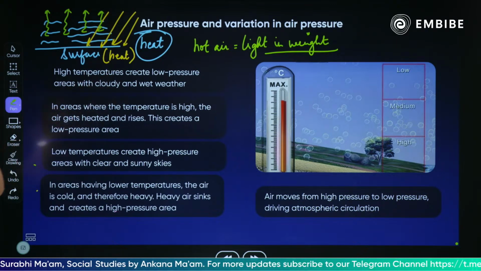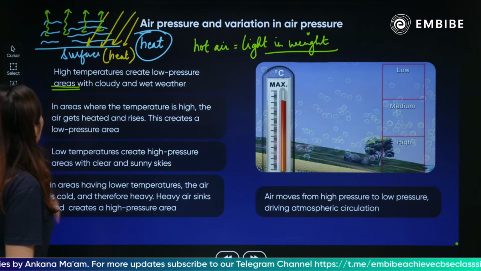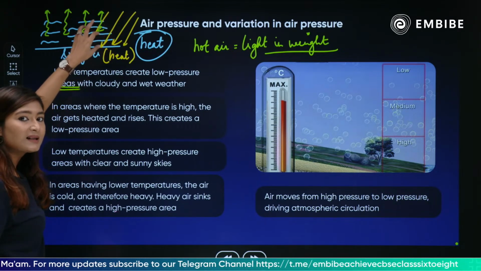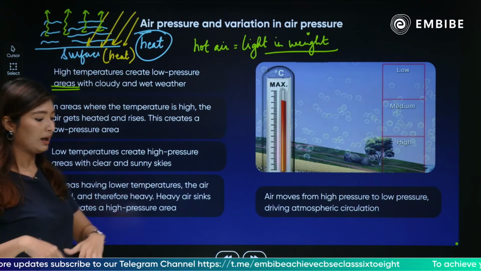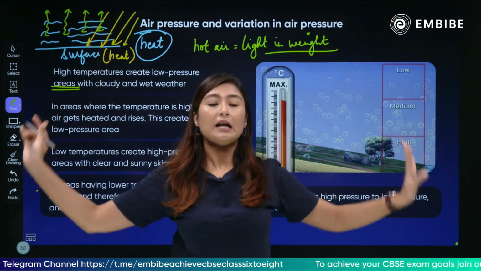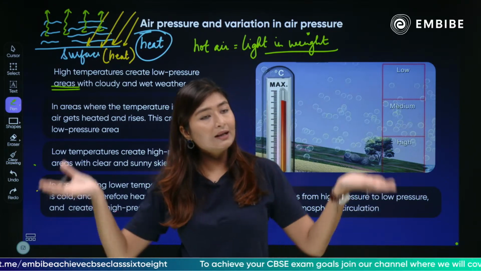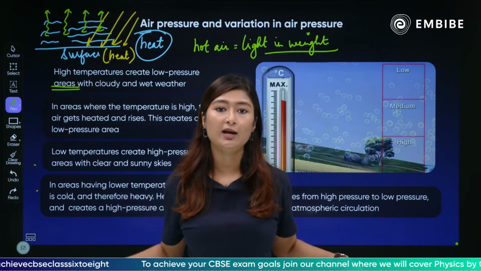So high temperature creates low pressure areas. What do we understand by that? The air which was present over here has got heated up and started going up. यहाँ पे हवा थी, गर्म हो गई, हल्की हुई, ऊपर जाने लग गई. Now the air which was present here heated up, started going up, which means there is less air over here.